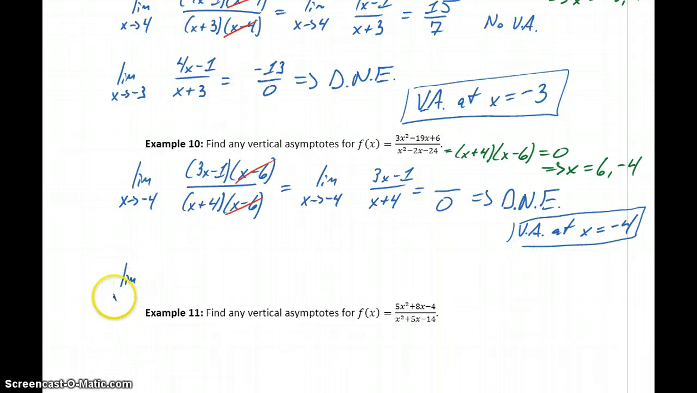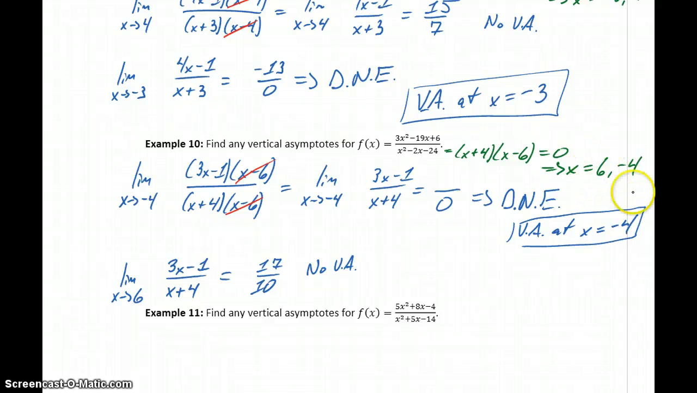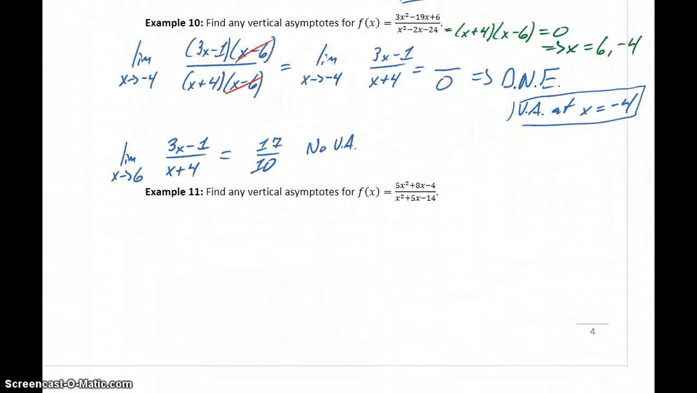If we try to take the limit as x approaches 6 of this reduced function, 3x minus 1 over x plus 4, direct substitution in this case will work. We'll get 17 over 10, which means our limit is a real number, so there is no vertical asymptote at x equals 6. So again, 2 points where a function is undefined, but only one of those is a vertical asymptote.